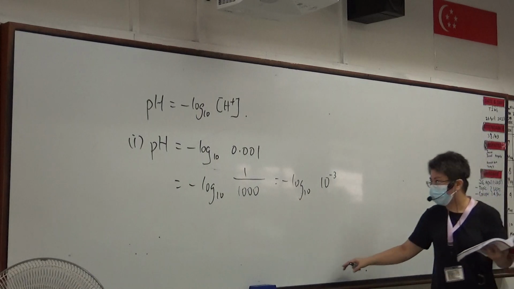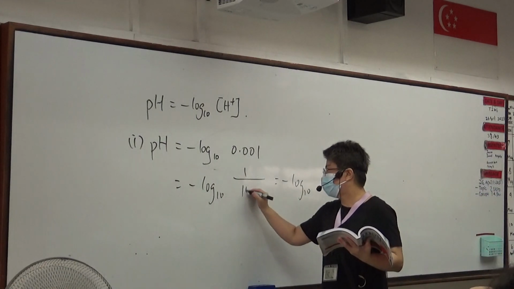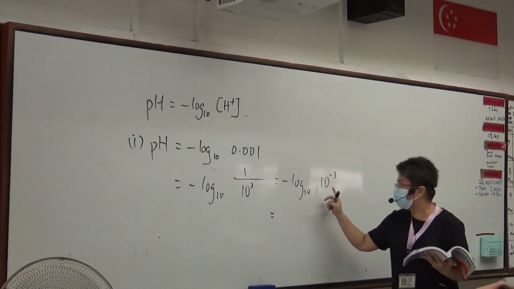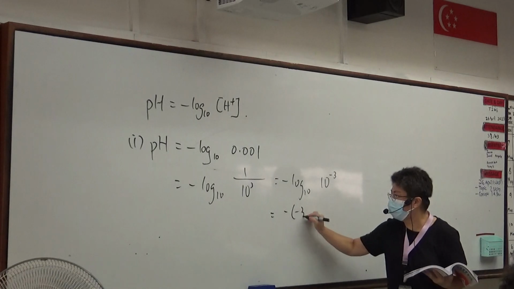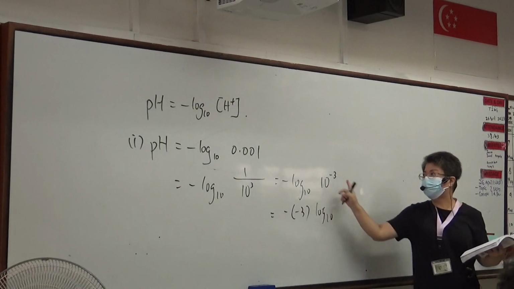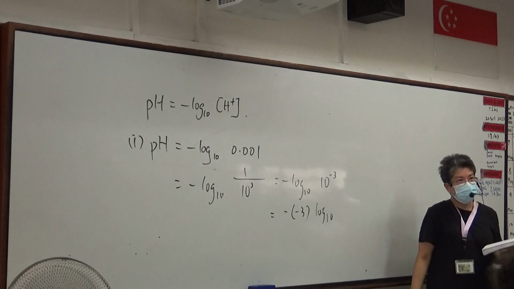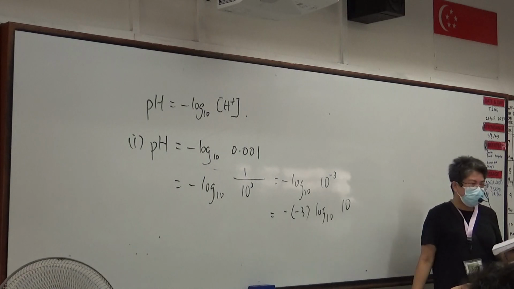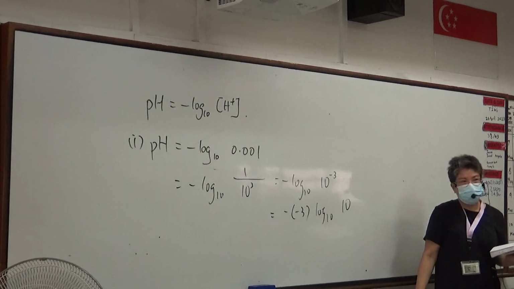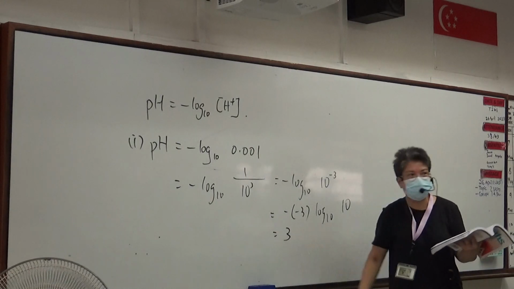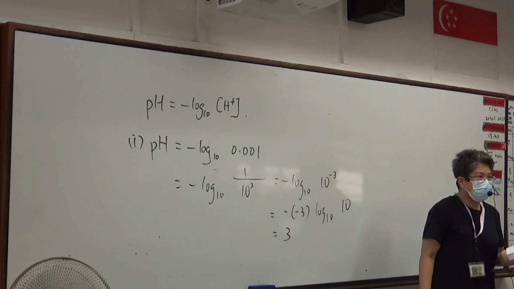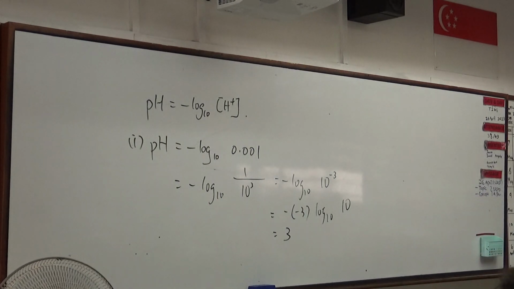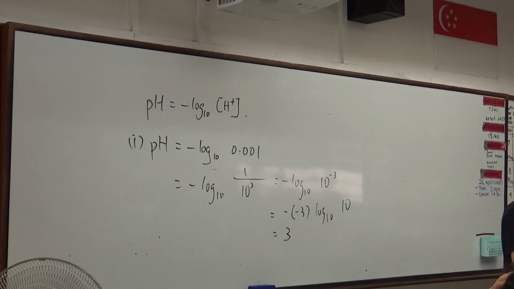Can you see it now? This is 10, negative 3, correct? So what's the pH? Negative log 10 of 10 to the power of negative 3. You bring down the negative 3. What's log 10 of 10? It's 1. So what's the pH? 3. Everybody clear? So the pH of the tomato juice is 3. Are you clear? Okay, now next.